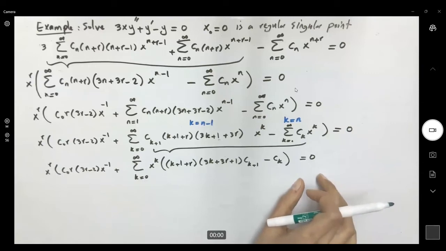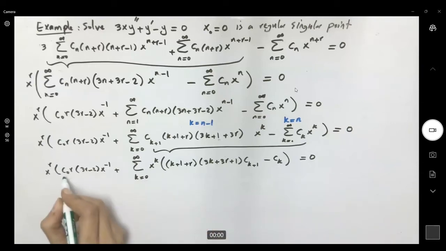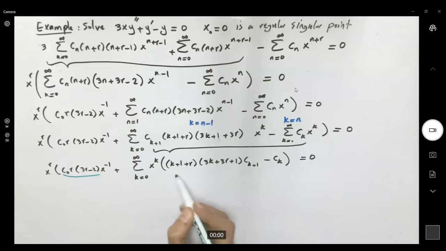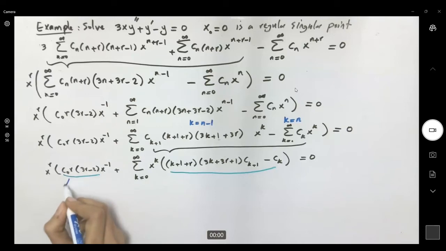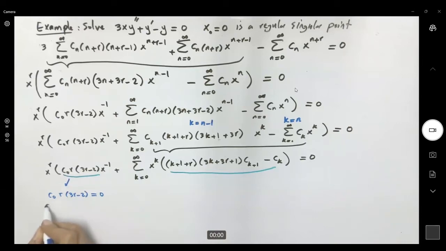Now let's take a look at this term here. On the right hand side, you have 0. It means that these terms are equal to 0. This guy and this guy. So by setting c sub 0 r 3r minus 2 equal to 0, we have the following scenarios. It means that either your c sub 0 is equal to 0, r is equal to 0, or r is equal to 2/3. Am I right? Okay.